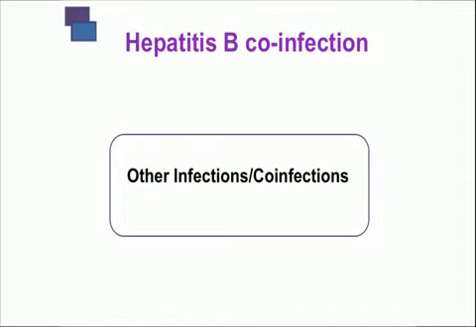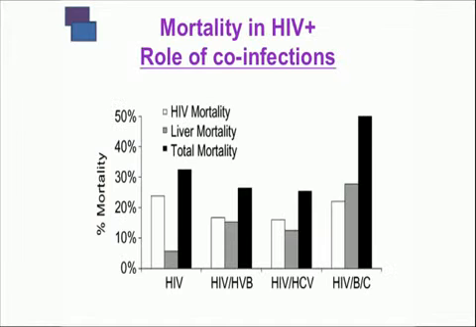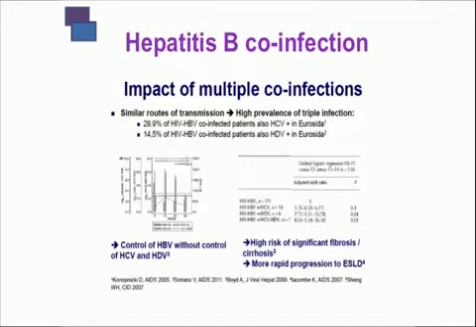Other co-infections, very briefly, just to show this: if an HIV patient has one co-infection, two co-infections, or three co-infections, it's not surprising to see that mortality is higher when the number of co-infections increases. When we see the impact of multiple co-infections, it's not surprising because most of them have similar rates of transmission.